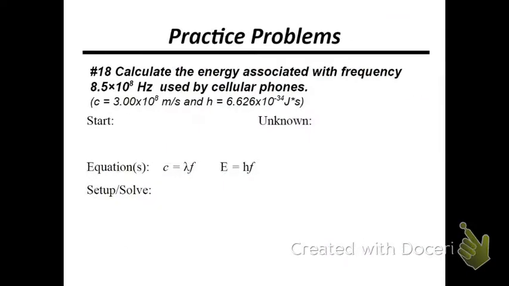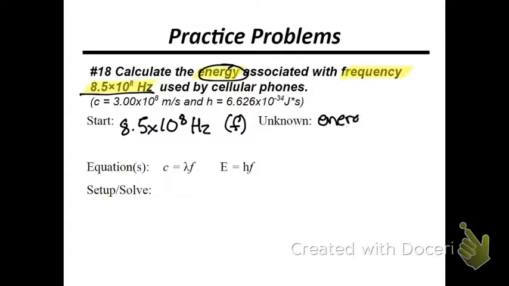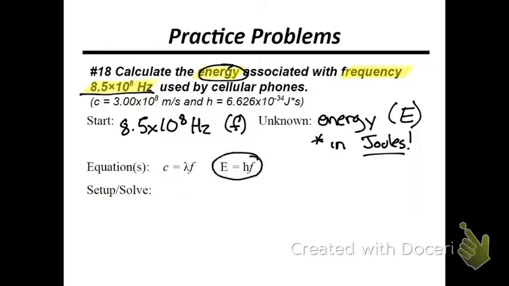Number 18. Calculate the energy associated with frequency 8.5 times 10 to the 8th hertz used by cell phones. We are given frequency, 8.5 times 10 to the 8th hertz. And again, that's frequency. Our unknown is energy. Energy is denoted with a capital E. And remember, energy is measured in joules. So now we have to pick out our equation. The only equation that has E, energy, is the energy equation.